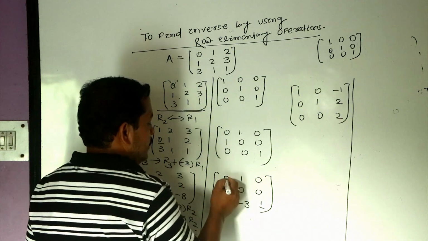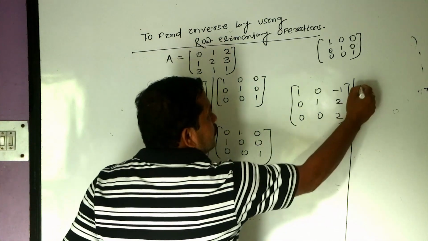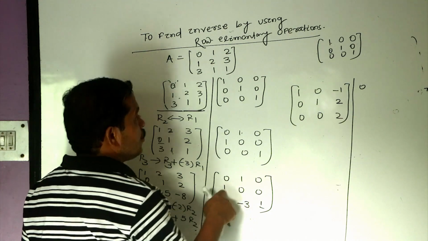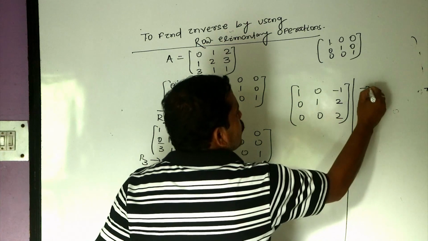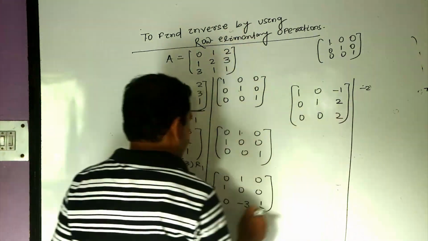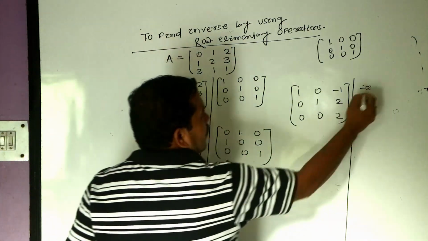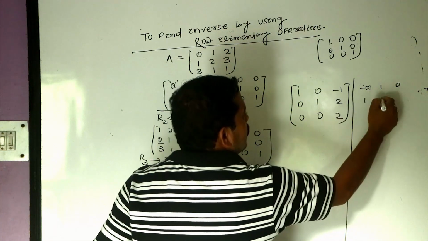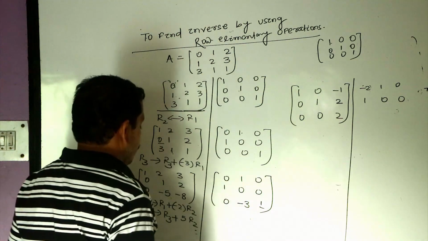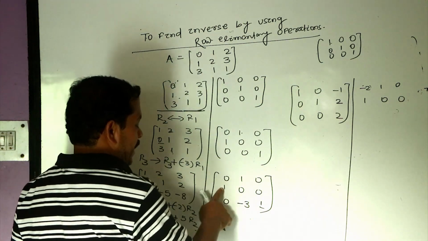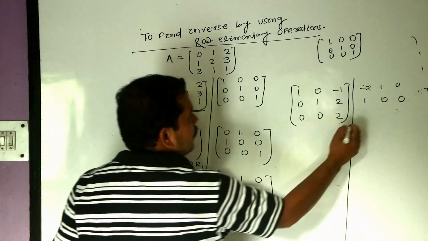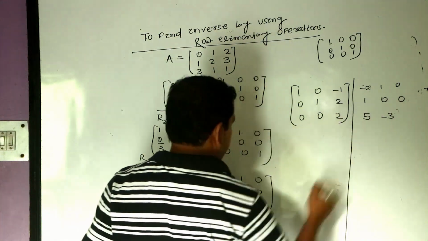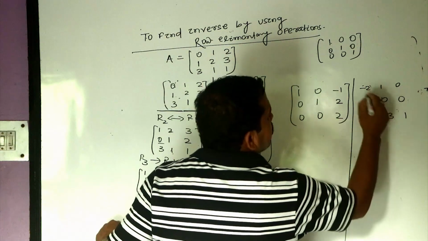In this side 0. We multiply here minus 2, that means minus 2, 1, 0, 1 0 0. Here we multiply 5, so it will be 5, same as minus 3, and it will be 1.